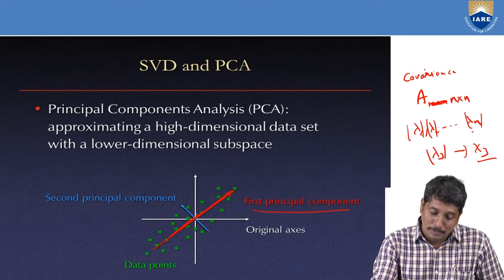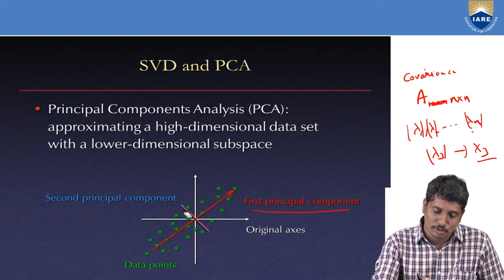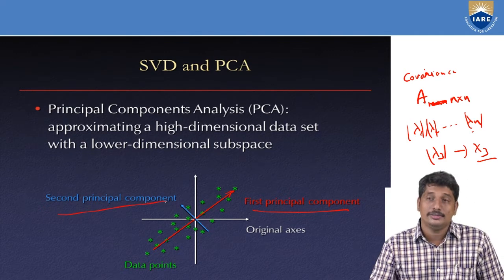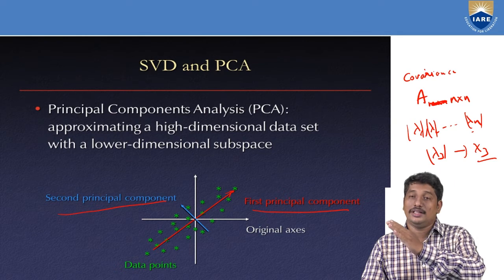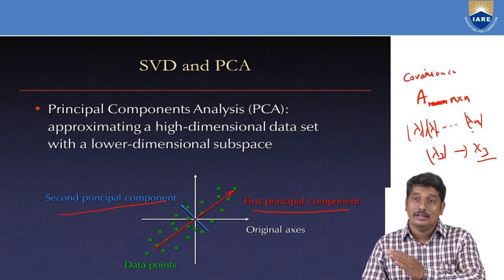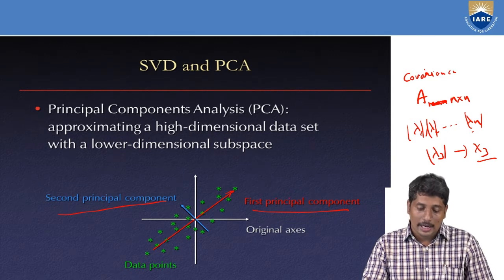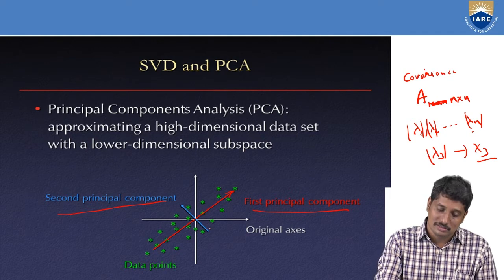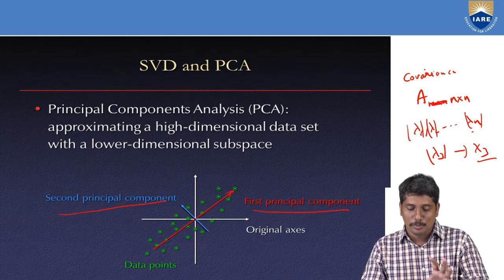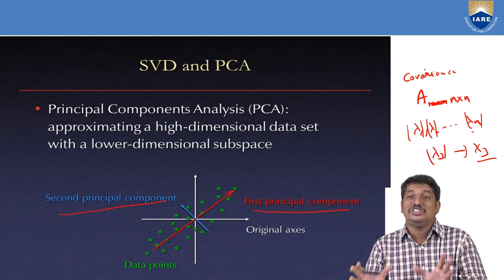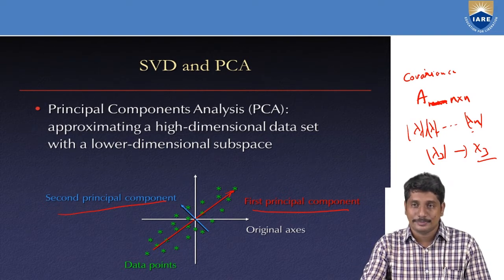And if you take the perpendicular vector, which is represented by this blue line, that is called the second principal component. So the first principal component is the eigenvector corresponding to the highest absolute value eigenvalue, and its perpendicular eigenvector is represented by the blue line. These two are called principal components, and they tell us in which directions we have to process the data. That is why this is called principal component analysis.